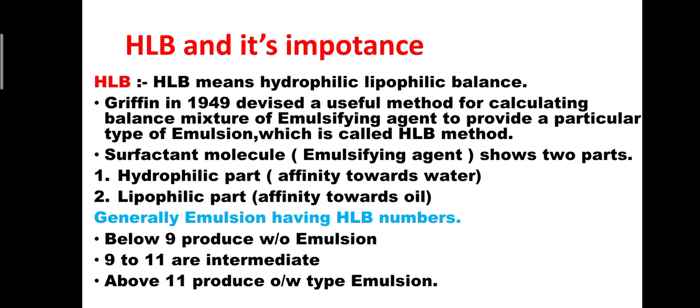A surfactant molecule, an emulsifying agent, shows two parts. First, hydrophilic part, hydro means water and philic means loving, so water loving, affinity towards water. Second, lipophilic part, affinity towards oil, that means lipid loving. Generally, emulsions having HLB numbers below 9 produce water by oil emulsion, 9 to 11 are intermediate, and above 11 produce oil by water type of emulsion.